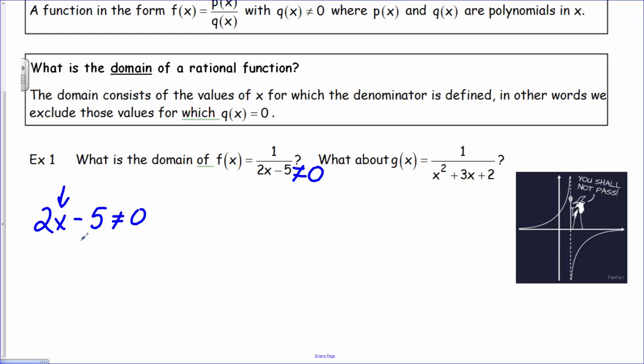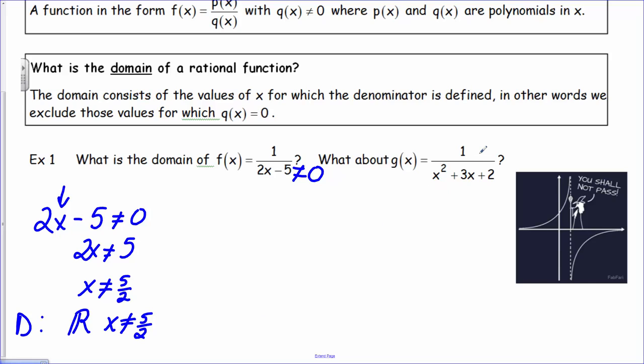So when we solve for this, if we just add 5 to both sides, we end up with 2x is not equal to 5. And then just divide by 2 on both sides, we end up with x by itself is not equal to 5 halves. So in other words, for the domain, we have all real numbers except where x is equal to 5 halves.